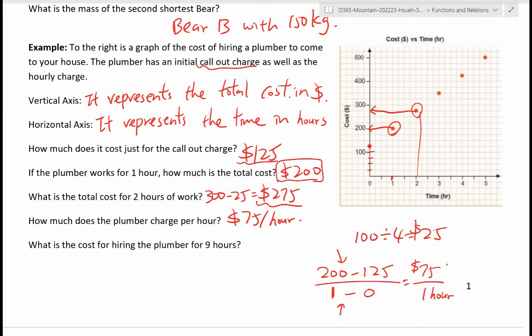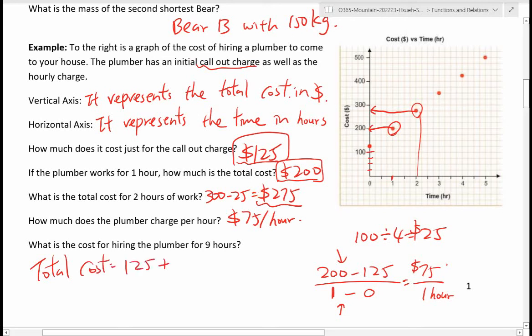Finally, what is the cost for hiring the plumber for 9 hours? You can see 9 hours is actually outside of this graph, but we can still calculate it because we know the initial charge is $125. So let me write this out. Total cost: we know the initial charge is $125, plus we know each hour is going to cost $75, and we are going to hire this plumber for 9 hours. So 125 plus 75 times 9, where again the 125 is the call-out, initial charge.